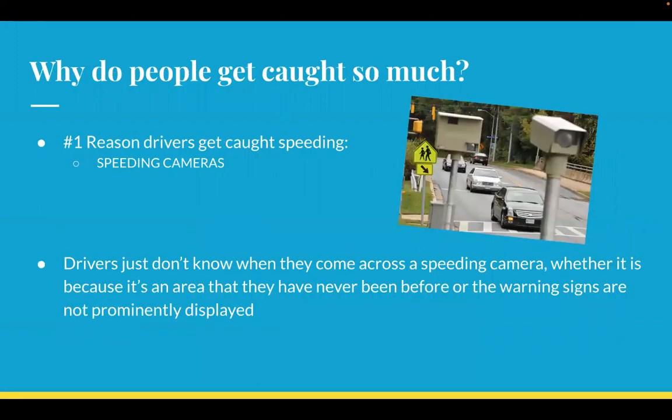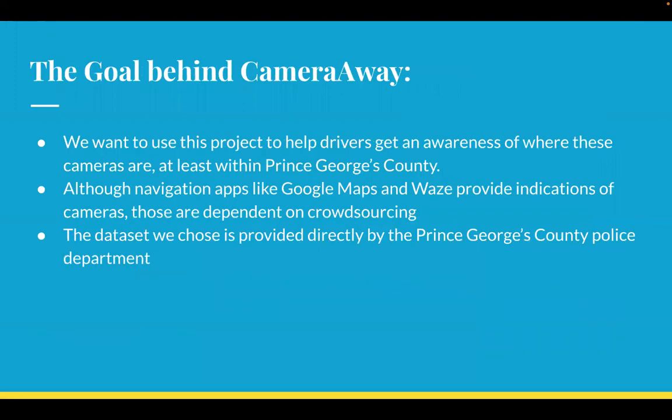And why do people get caught so much in speeding tickets? Sometimes drivers just don't know when they come across a speeding camera, whether it's because it's an area they've never been before, or the warning signs are not perfectly displayed. So instead of discouraging speeding, these cameras are just laying heavy fines on unaware drivers, used as a tool to generate money. So what's the goal behind Camera OA?